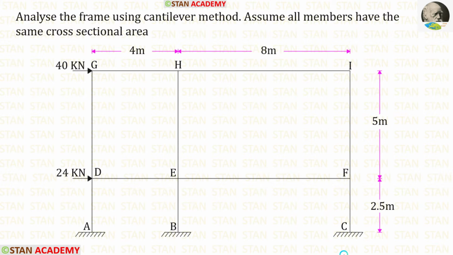Hello everyone. Today we are going to analyze this frame using cantilever method. This is a two-bay and two-story frame. In this frame there are two lateral point loads, 40 kN in the point G and 24 kN in the point D. In this frame all of the members have the same cross-sectional area.